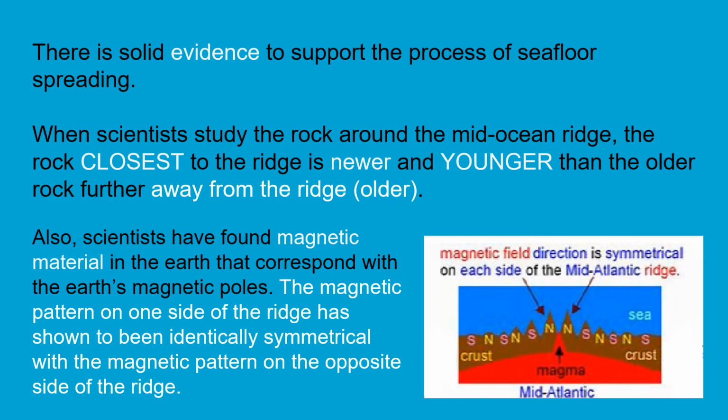So scientists do have pretty solid evidence to support this whole process of seafloor spreading. When they study the rock in and around a mid-ocean ridge, what they have found is the closer it is to the current ridge, the newer the crust is, because you've got the magma rising, getting hard, creating a ridge. So that's going to be the newest. And as we move away from the ridge, we're going to see older and older crust because it has been spreading out over millions of years to let that new magma come in and make the crust.